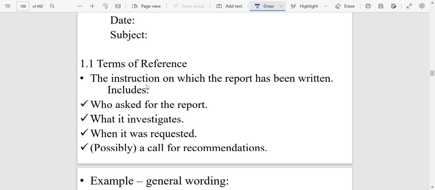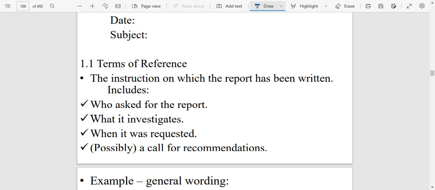Okay, you also need to have terms of reference. I remember such a question in one exam question. Terms of reference. Now, what are terms of reference? So terms of reference are the instructions on which the report has been written. Okay, what are the instructions? Why did you write this report?